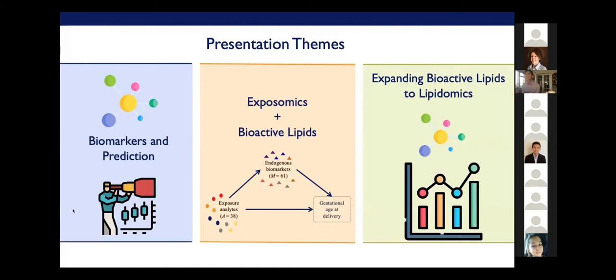So for my presentation today, I will be covering 3 main themes that have emerged from my work this past few years. I will be talking about some of the initial work that we've conducted evaluating bioactive lipid biomarkers and their utility for prediction of particularly pregnancy outcomes. Another theme of my talk is going to dive into the work we've been doing to explore these bioactive lipids as potential mechanistic signals of the prenatal exposome. And finally, the third theme of my talk is going to focus on some more recent work that we've been doing by expanding our knowledge of bioactive lipids to increasingly high-dimensional lipidomic scales.